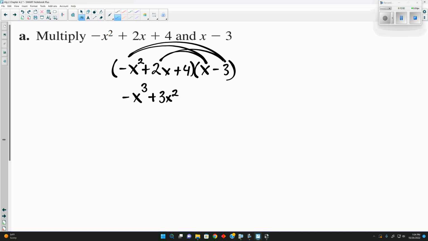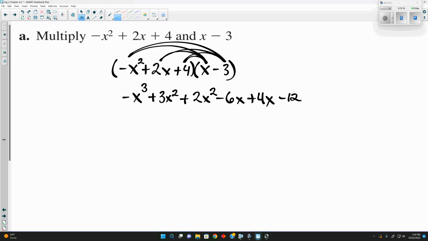So we'll do 2x times x, which is going to be plus 2x squared. And 2x times negative 3 is negative 6x. And then last but not least, we'll do the same thing with 4. 4 times x is going to be plus 4x. And 4 times negative 3 is negative 12.